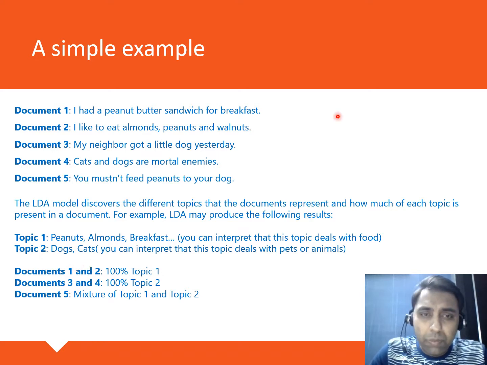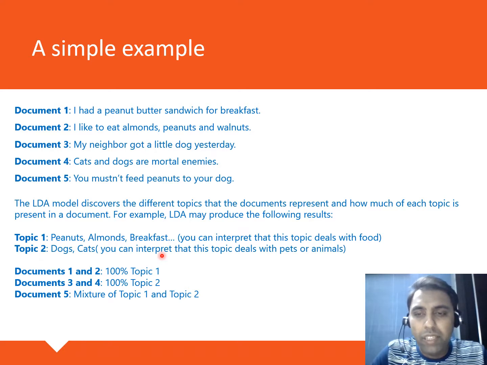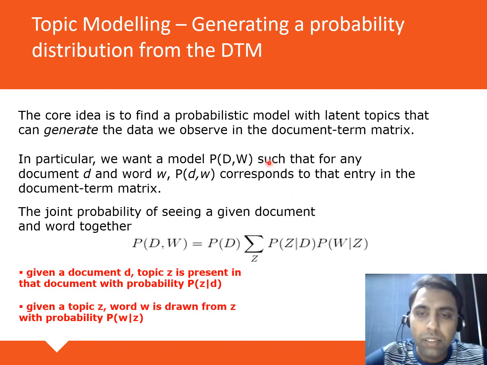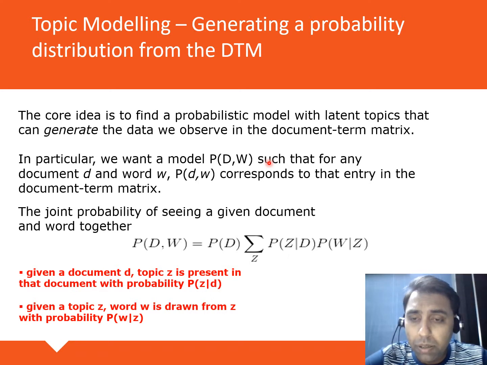So this is precisely the task we will now try to achieve, not on 5 sentences, but on a lot more than that. Okay. So where does the concept of probability distribution arise from in the context of topic modeling?